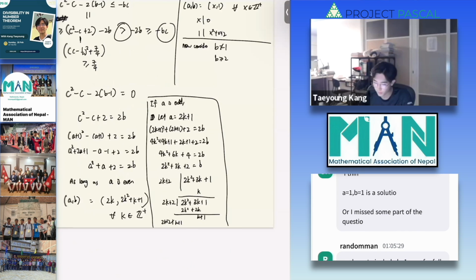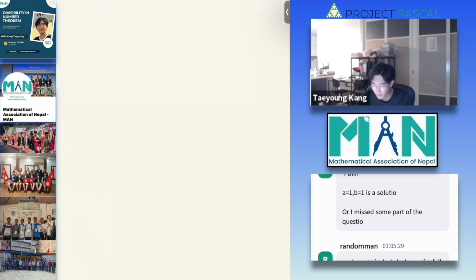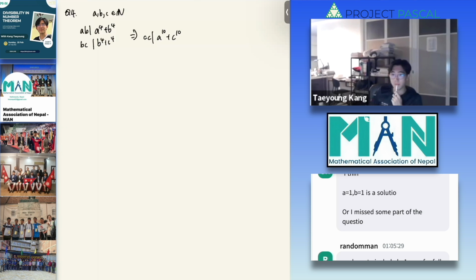I'll move on to problem number 4 now. I think this problem is quite neat. Do you guys have any ideas for how you do problem number 4? So A, B, C are natural numbers, and prove that if AB divides A to the power 4 plus B to the power 4, and BC divides B to the power 4 plus C to the power 4, then AC divides A to the power of 10 plus C to the power of 10. If you have any ideas, you can just write it out on the general chat.